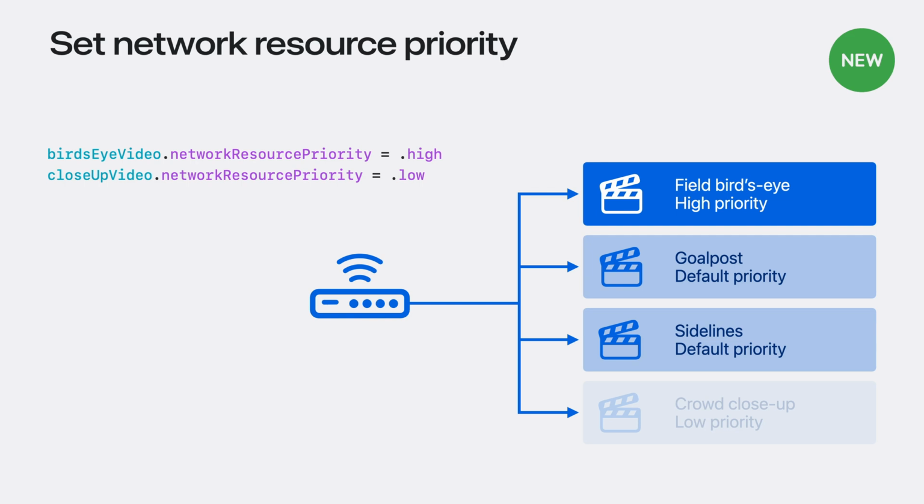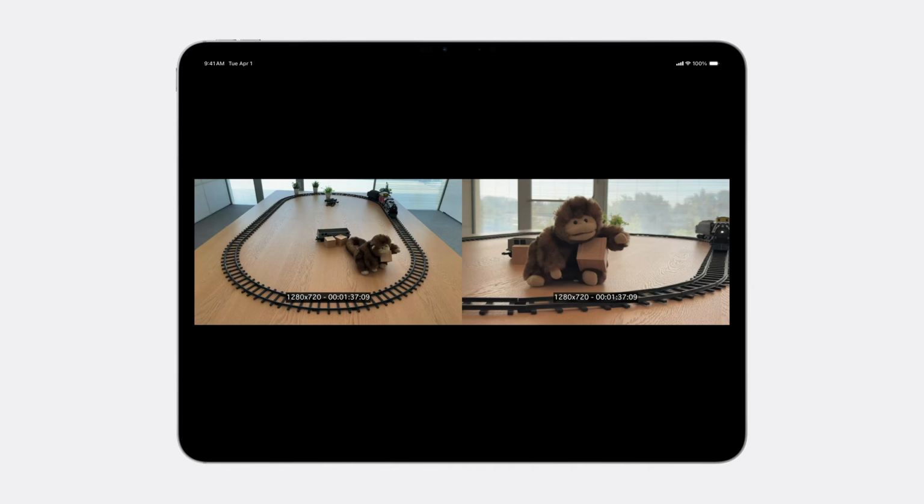Next, I'll show a demo of network priorities in action. In this example, I'll show the train multiview example, and this can extend to the sports game example and other multiview scenarios where different playback qualities are required. I'm watching two different streams, a bird's eye view of the train track and a close-up view of the train. It's important for me to watch the train without missing a moment, so I really want to see the bird's eye view clearly. I set the network resource priority of the bird's eye view to high.